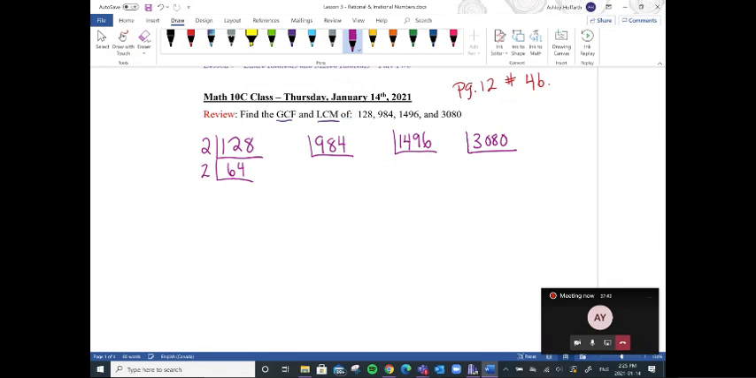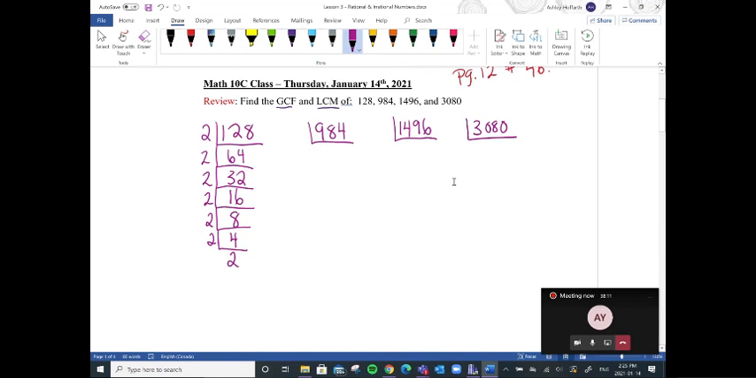So let's do 2. And if I half 64, that gives me 32, which is even again. So I'm going to use 2 again. 16, which is even, so let's use 2 again. 8, 2 again, 4, 2 again, and I get 2. So 128 ends up being 1, 2, 3, 4, 5, 6, 7 2s. So that's the prime factorization.